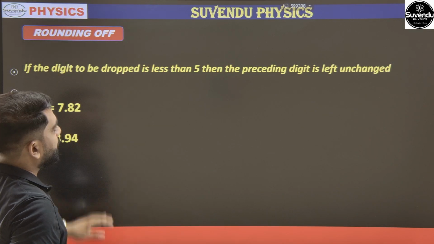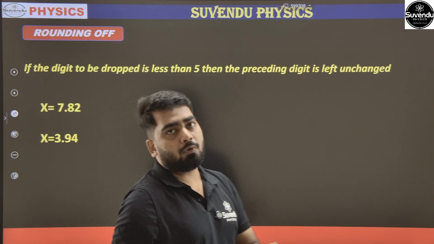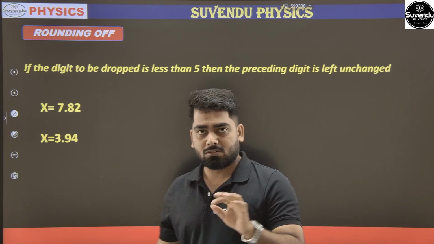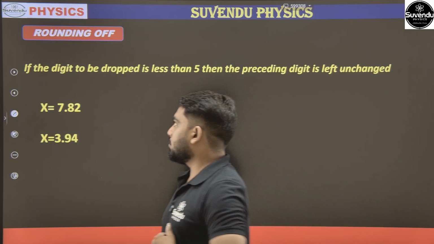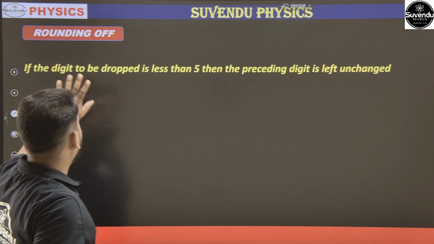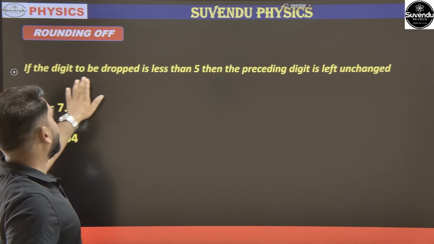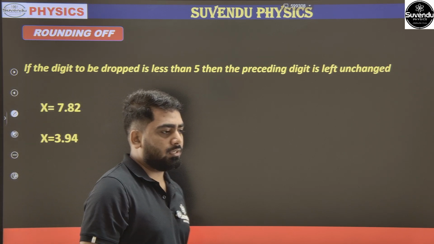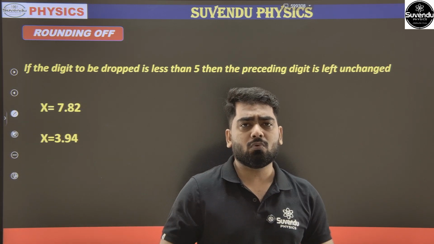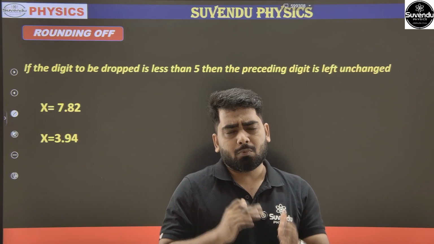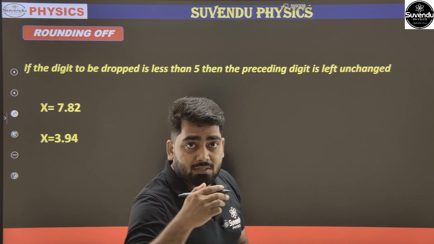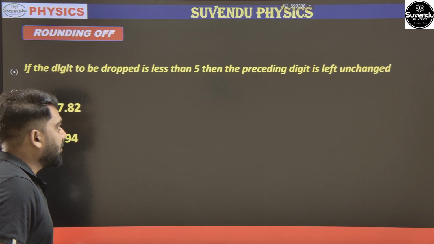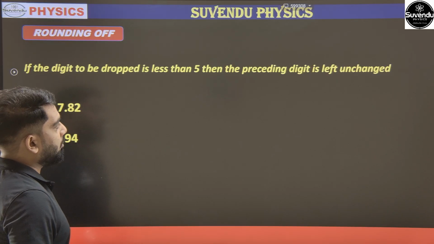In rounding off, we have to follow certain basic rules, four to five rules. After that, you can understand this concept easily. The first rule is, in case of rounding off, if the digit to be dropped is less than 5, then the preceding digit is left unchanged. Basically, in rounding off, we have to compress the number, to shorten it for easy calculation.